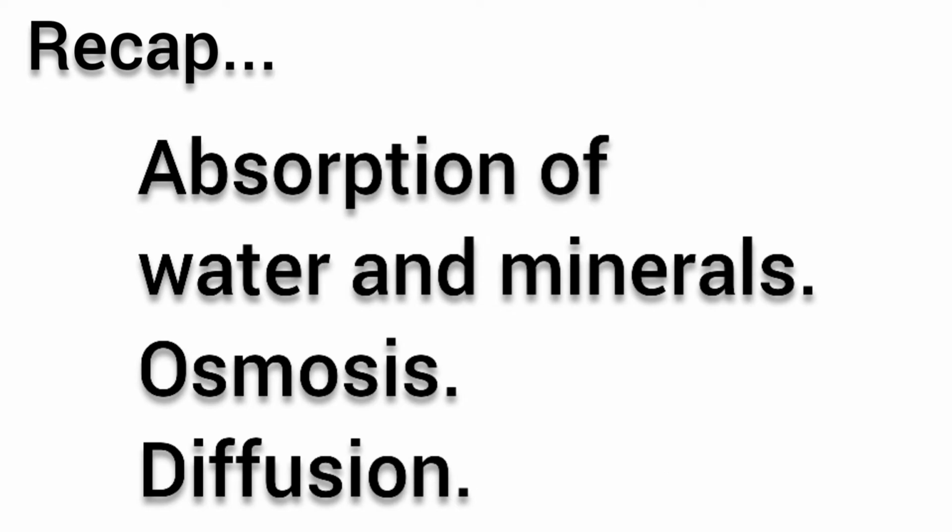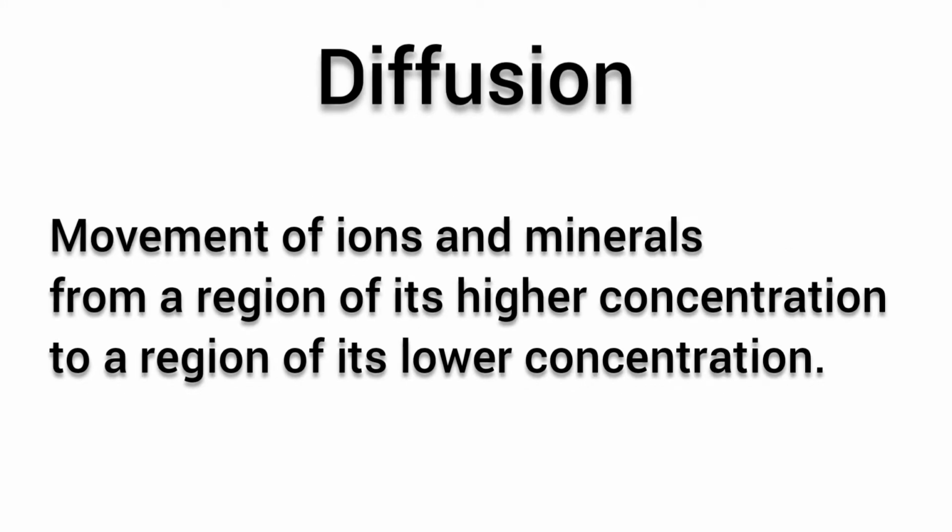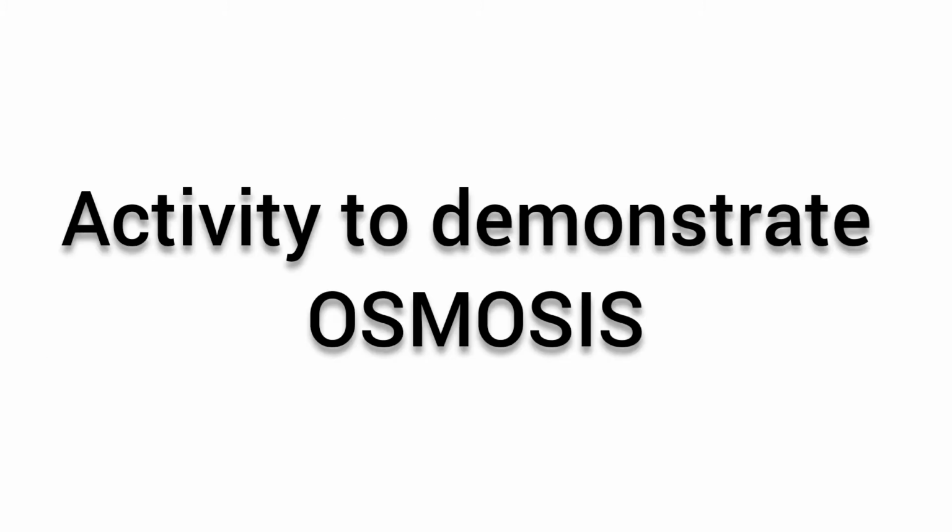Welcome back, students. In our previous video, we have learnt about absorption of water and minerals in plants. We have also learnt about osmosis and diffusion. So just to be brief, osmosis is the movement of water molecules through a semi-permeable membrane from a region of its higher concentration to a region of its lower concentration. And diffusion is the movement of salt or minerals from a region of its higher concentration to a region of its lower concentration. Now we will do a small activity to demonstrate the process of osmosis.